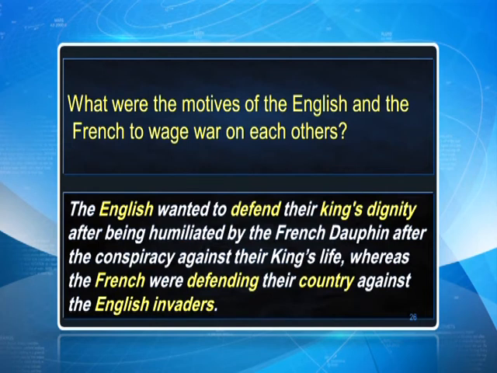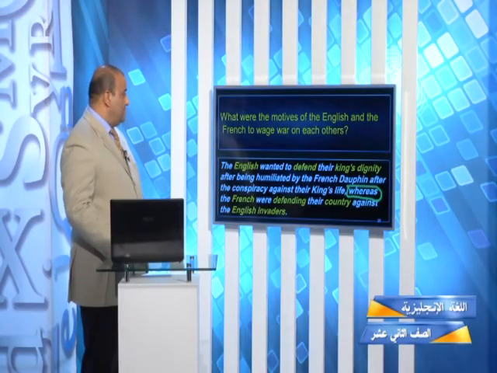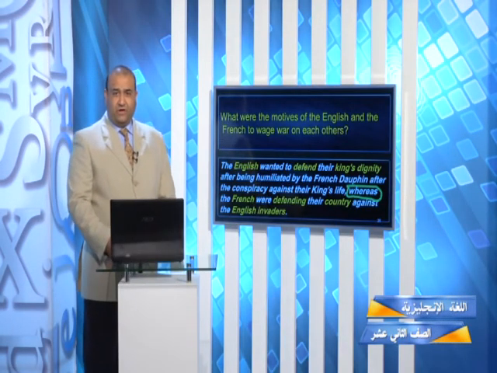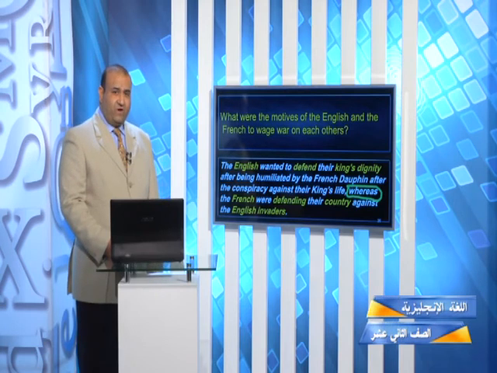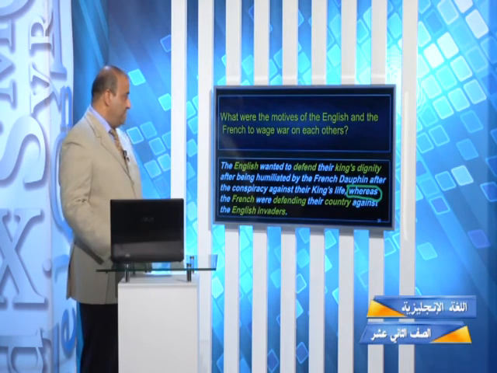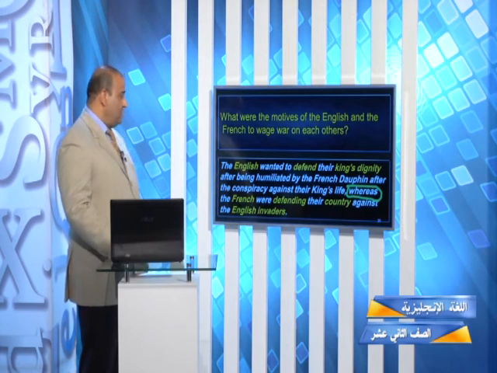This is my answer. The English wanted to defend their king's dignity after being humiliated by the French Dauphin, after the conspiracy against their king's life. Whereas the French were defending their country against the English invaders, which is their right. Okay? Here again, I go back to the linkers in order to provide us with a very logical and manageable piece of writing or a short paragraph. I have used whereas here.